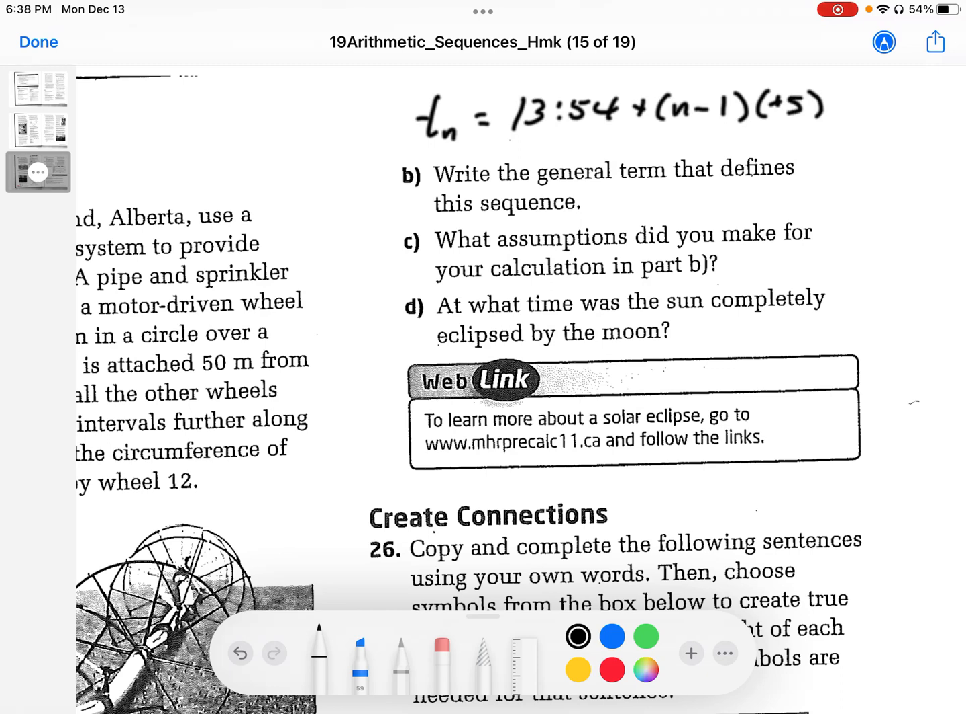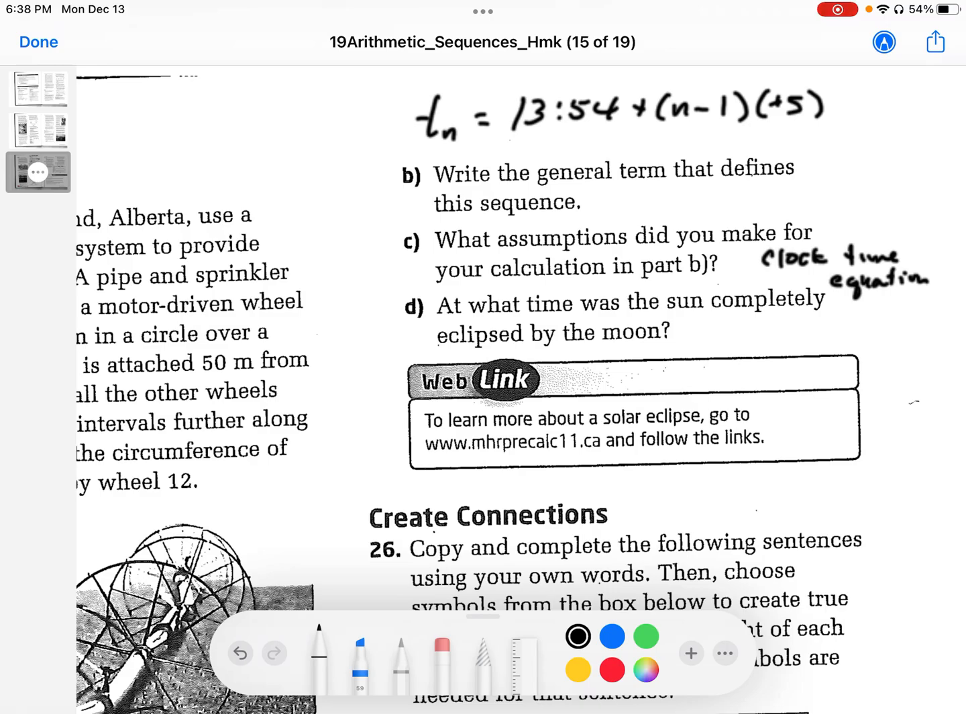Okay, what assumptions did you make for your calculations in part B? Well, the assumption I'm going to have to make here is that we understand this is clock time. Okay, so this is a clock time equation. So the equation calculates clock time. So once we hit 60, we have to go to the next digit.